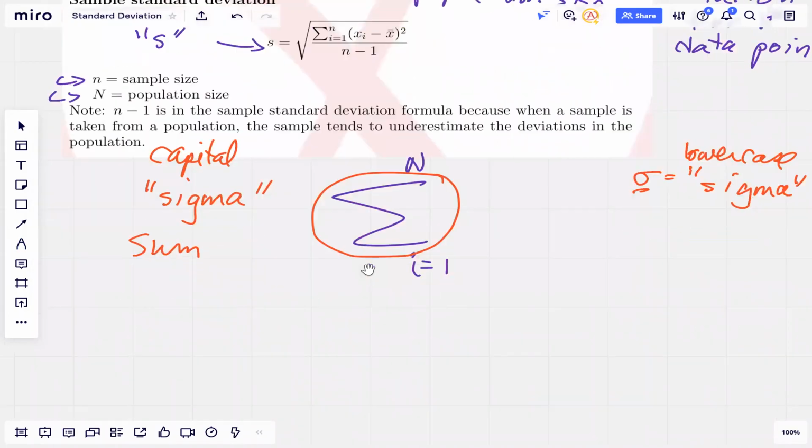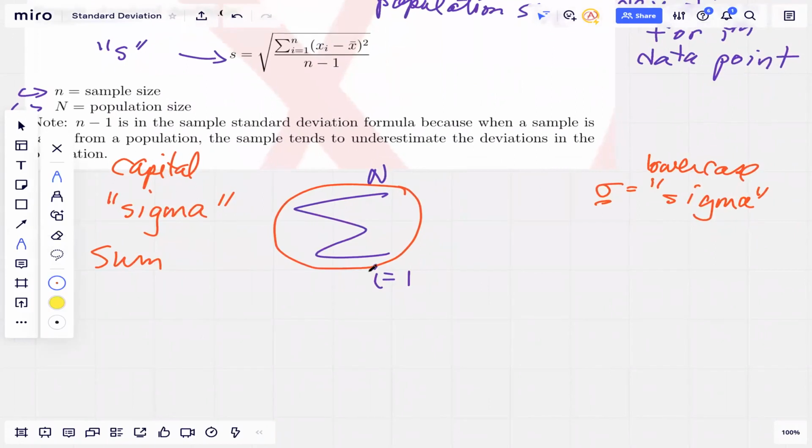All right. So sum of what? We have at the bottom of the sigma, i equals 1, and at the top of the sigma, we have a capital N. So this is a sum of something from i equals 1 to i equals capital N. That's what this means. But of what?